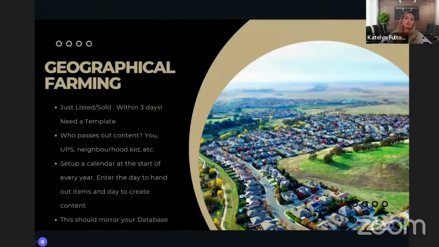These things could be just listed, just sold. And then we would suggest maybe within 3 days. You should always have a template somewhere on your computer, whether it's Canva or Hub 21's marketing center, a just listed, just sold template that you can easily input into. So it's not like you're creating a new flyer every month. It should be very similar every single month, same colors, same face, same template, so that it's recognizable every time they receive it.